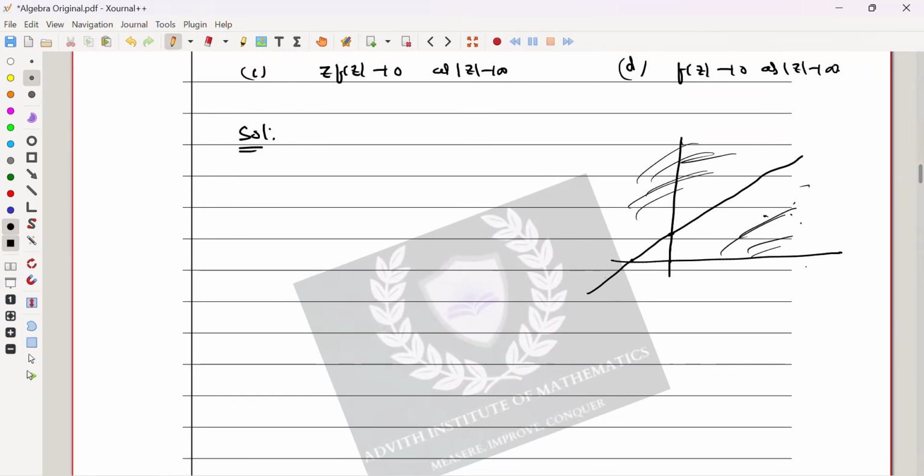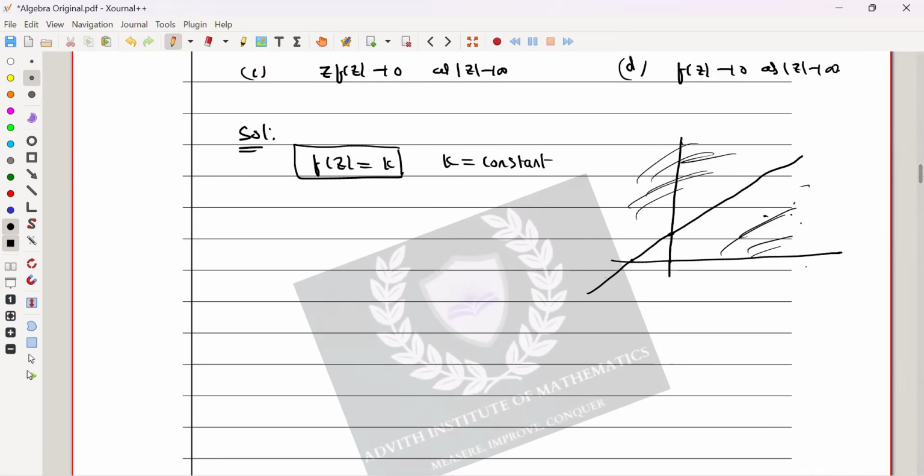So what does Picard's theorem say, sir? Picard's theorem: if an entire function omits more than one complex value, then it must be constant. So therefore, it excludes an infinite number of complex values, right? So therefore, by Picard's theorem, an entire function that omits more than one complex value must be constant. So therefore, the function f of z must be a constant, where k is constant.